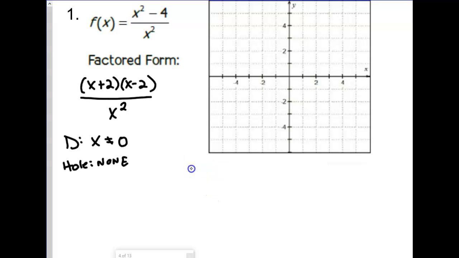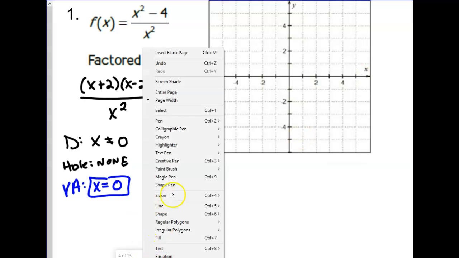The third thing on the yellow card says to talk about vertical asymptotes. Once you have removed any discontinuities, which we didn't have any, you should be able to tell me the equation for your vertical asymptote, and it's at x equals 0. The discontinuity in the domain is because of the vertical asymptote at x equals 0. Bust out your highlighter and give me a highlight line at x equals 0.